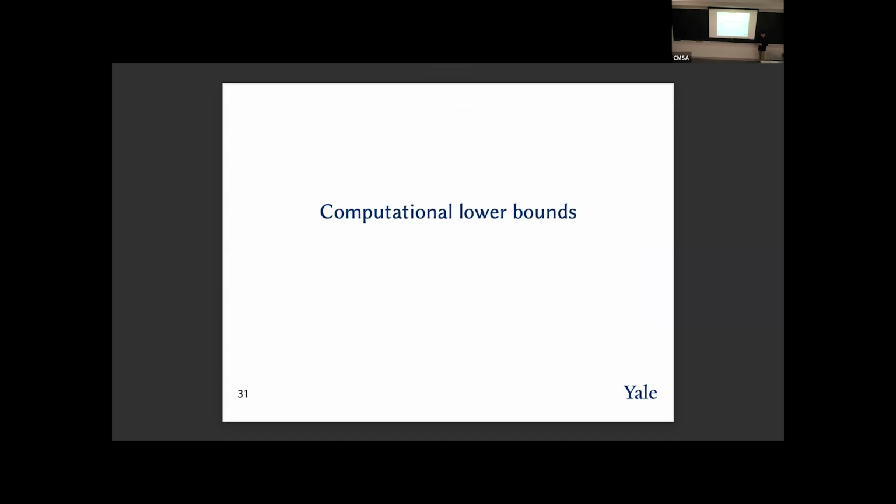The last thing I want to talk about: I mentioned that because we now know that score matching can be used to do these extra tasks, that leaves it more vulnerable to lower bounds. So I'll try to talk about some computational lower bounds for score matching.